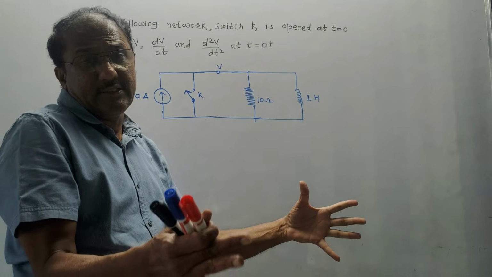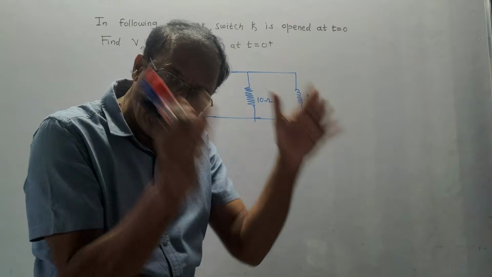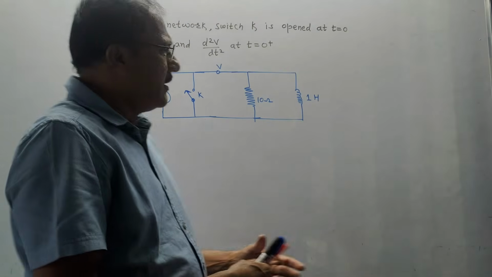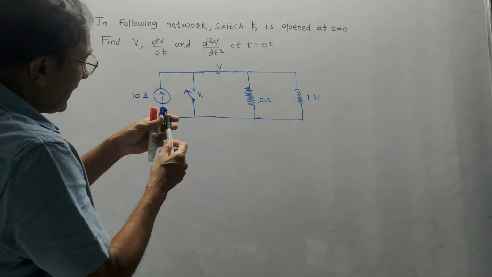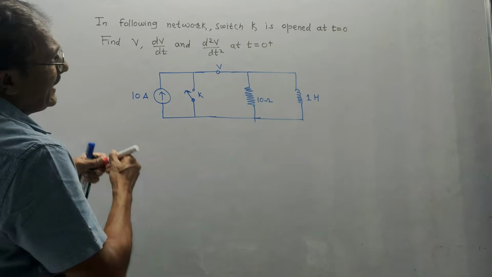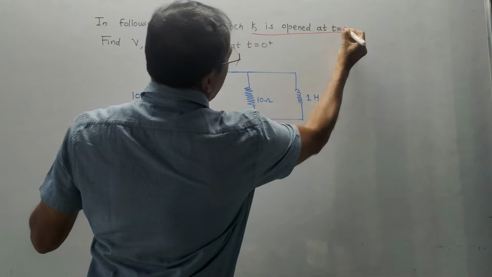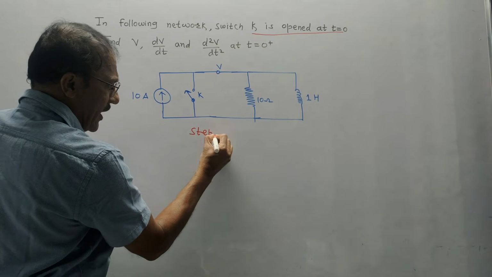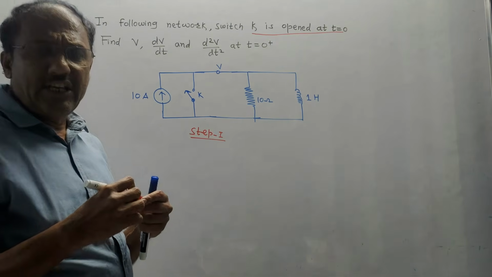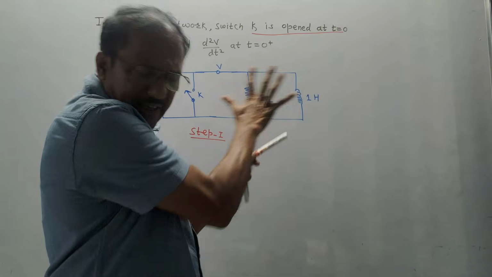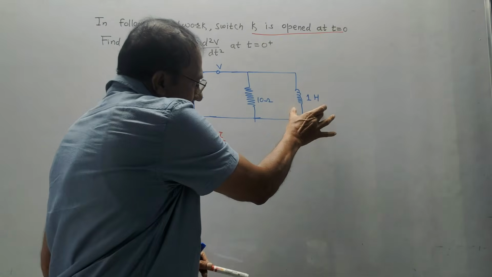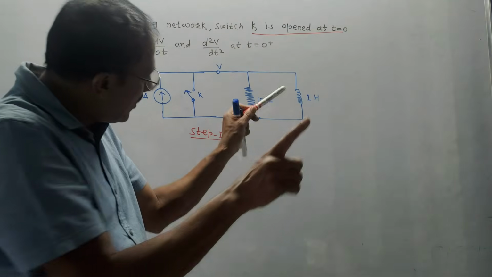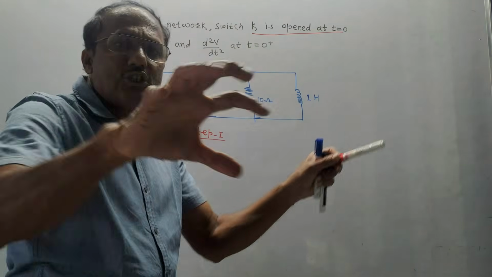Just now I explained the concept. t equals 0 plus is an instant just after operating the switch, whether it is opening or closing. So from the given question, you can easily predict switch K is opened at t equals 0. First, step 1 is we need to calculate if there is any initial current for the inductor. In the given diagram, there is no capacitor. There is an inductor. In case of inductor, we need to calculate initial current. If it is a capacitor, we would have calculated initial voltage.